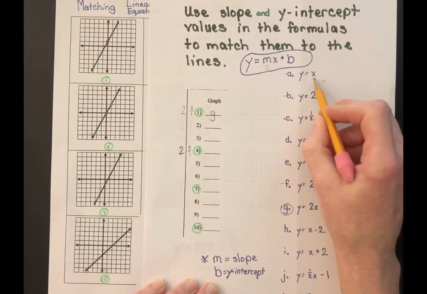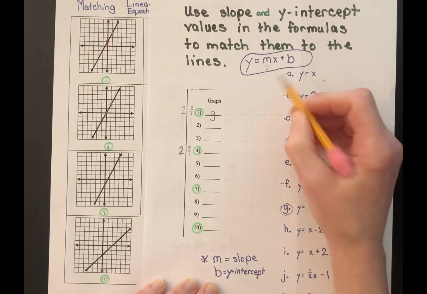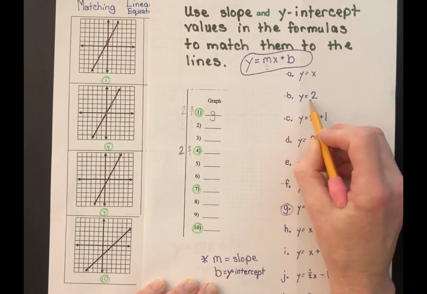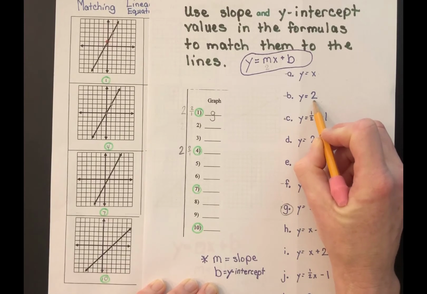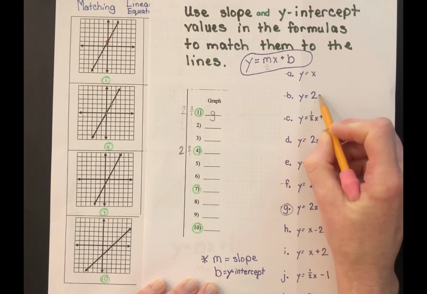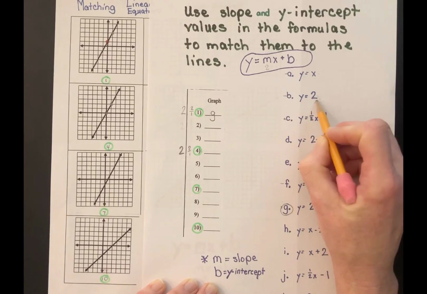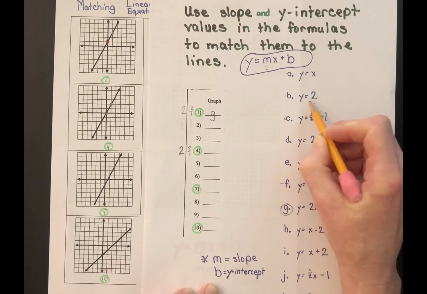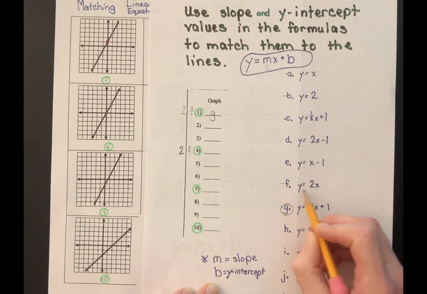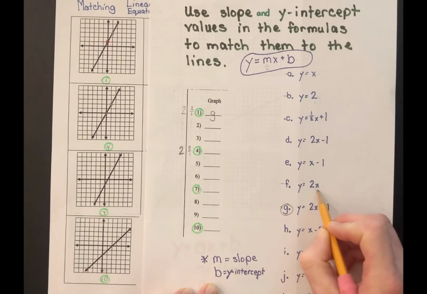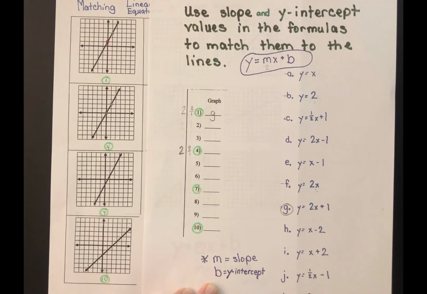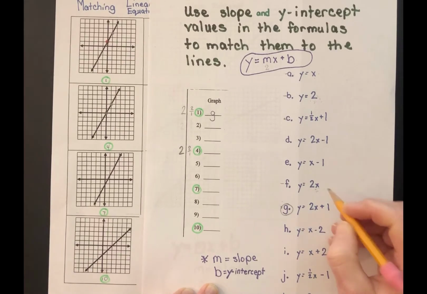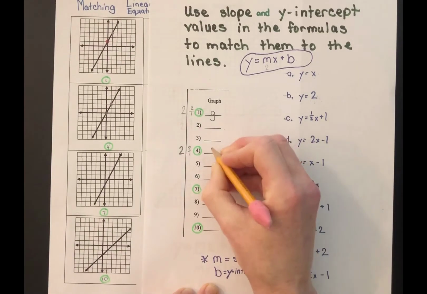So y equals 2, but there's no x. That's going to be a different kind of problem. So no, not that one. Let's see, come down here. Y equals 2x. I'm pretty sure that's it. And we've got x. Oh, no, that's definitely not it, because that's not in slope-intercept form. There's no y. So definitely number 4 is F.